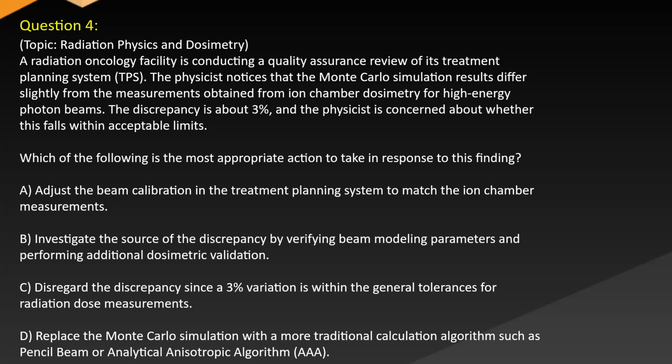Which of the following is the most appropriate action to take in response to this finding? A. Adjust the beam calibration in the treatment planning system to match the ion chamber measurements. B. Investigate the source of the discrepancy by verifying beam modeling parameters and performing additional dosimetric validation. C. Disregard the discrepancy since a 3% variation is within the general tolerances for radiation dose measurements. D. Replace the Monte Carlo simulation with a more traditional calculation algorithm such as pencil beam or analytical anisotropic algorithm.